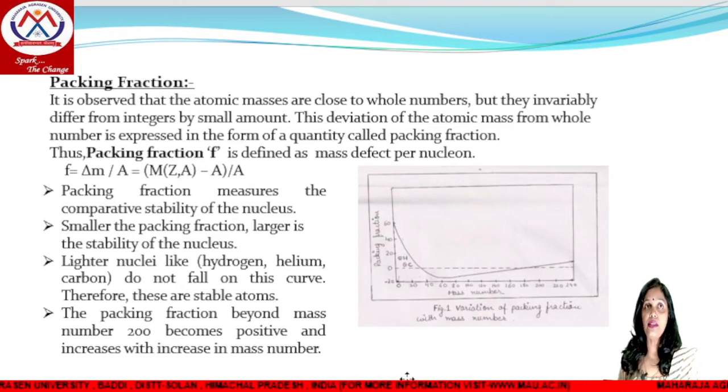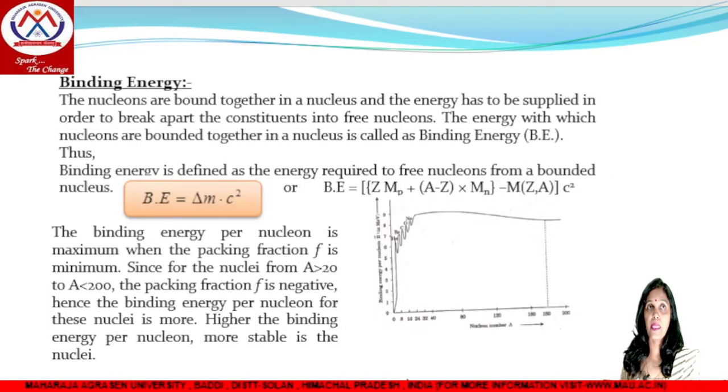From the graph we see that packing fraction measures the comparative stability of the nucleus. The smaller the packing fraction, the larger the stability of the nucleus. Lighter nuclei like hydrogen, helium, carbon do not fall on this curve. Therefore, these are stable atoms. Packing fraction beyond mass number 200 becomes positive and increases with increase in mass number.